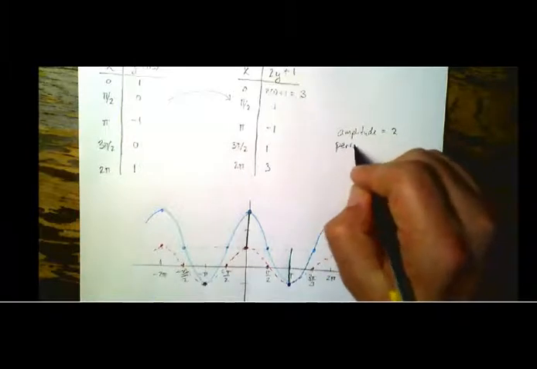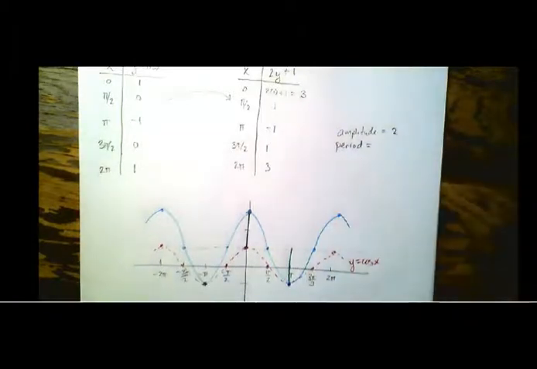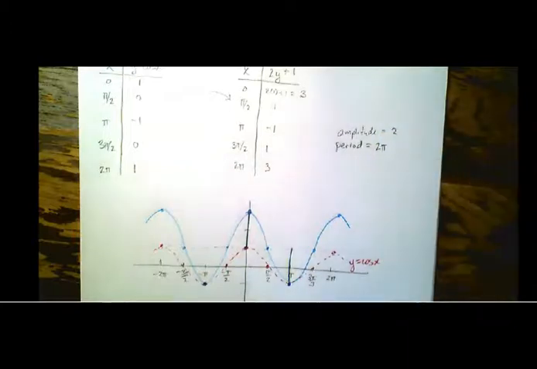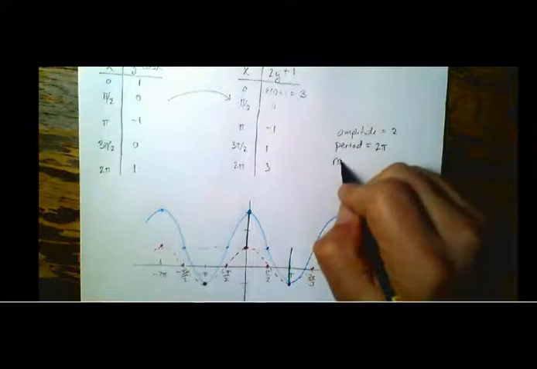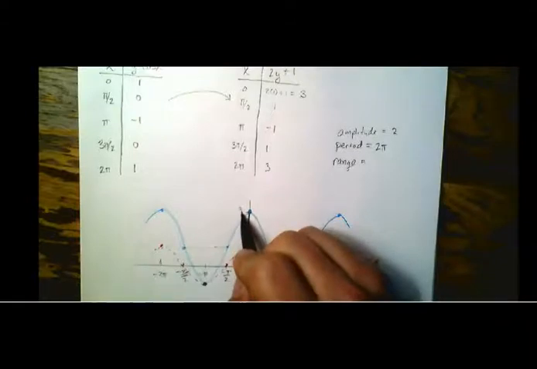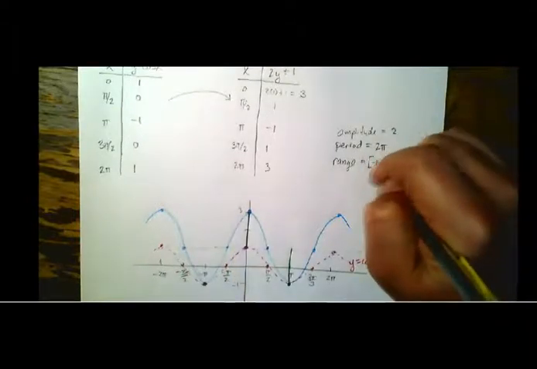Period is, remember, however long it takes to start repeating. In this case, it starts repeating after 2 pi units again. We have not changed anything involving the period here. The range for our transformed function. Well, how low can we go? -1. And the highest we get is 3. So -1 to 3.